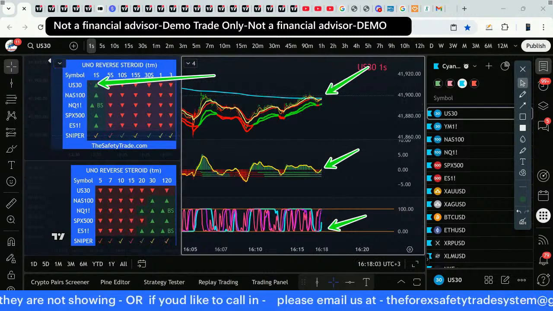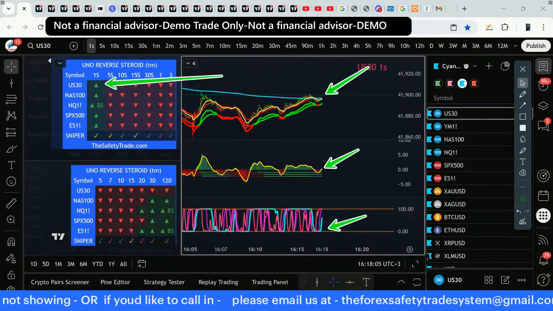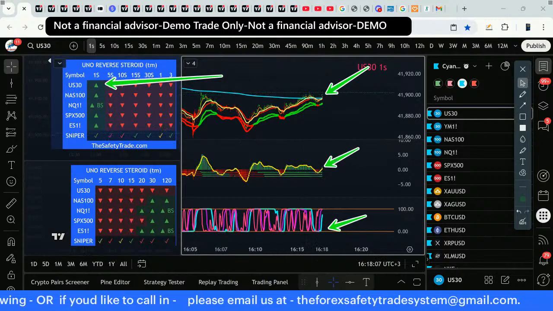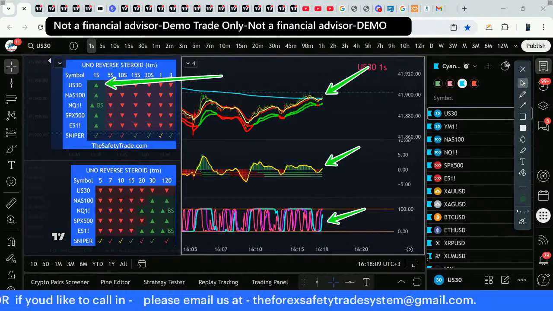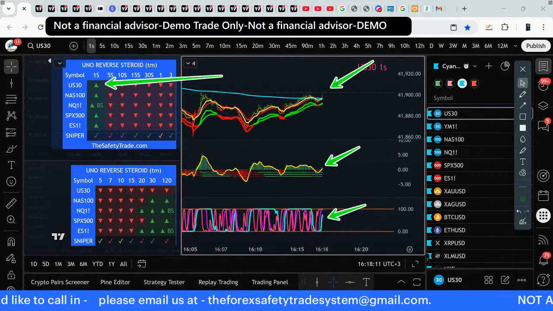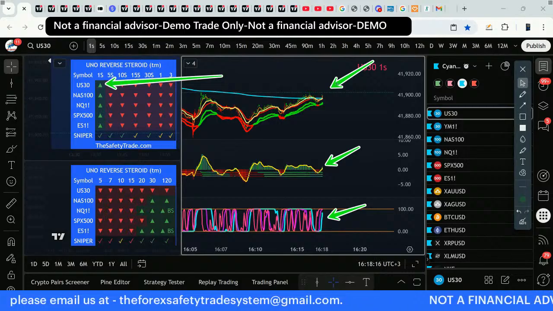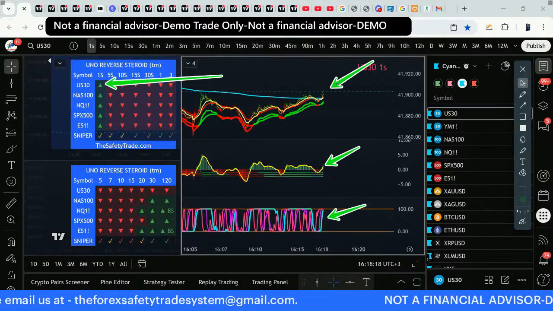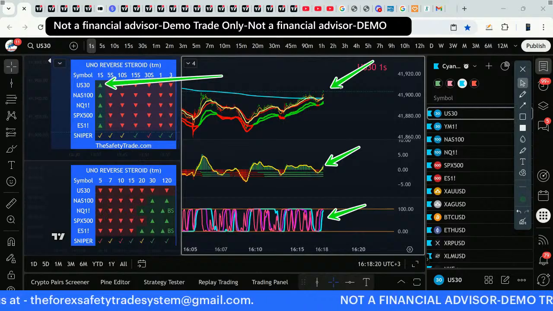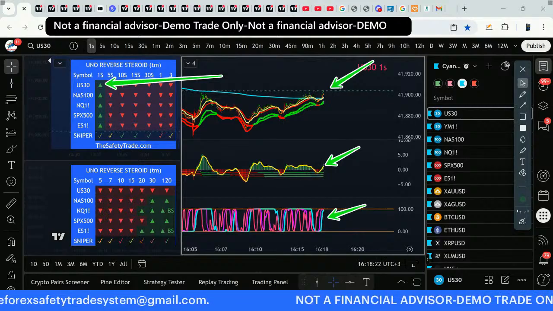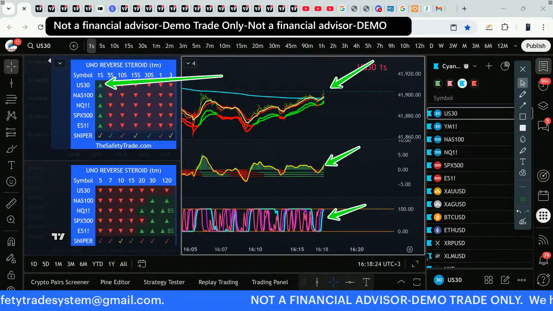Did it. Told you. Just changed to green there. Blue line came up like I told you before it happened. Ha ha ha. Caught it, baby. None of you probably were fast enough to make that trade, but demo trade only. Look at it go. Told you. 1 second buy stop. I am not a financial advisor.